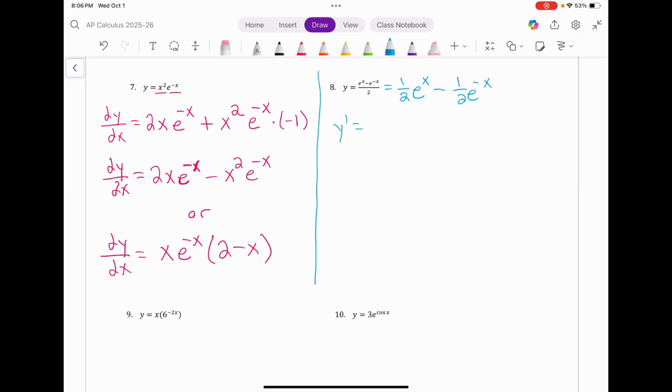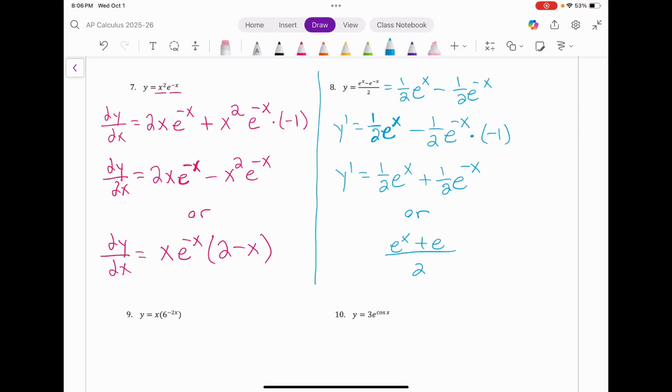Okay, so the derivative of 1/2 e to the x is just 1/2 e to the x. The derivative of minus 1/2 e to the negative x would be the same thing, and chain rule, times the derivative of negative x, which is -1. So the minus times the -1 is a plus. So that's a good answer. Or you could see this as one fraction where it's all over 2, like that.